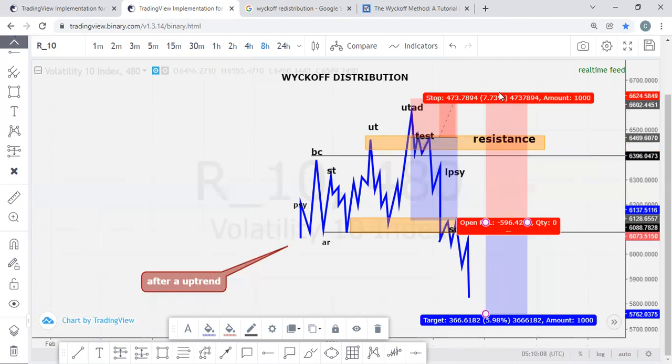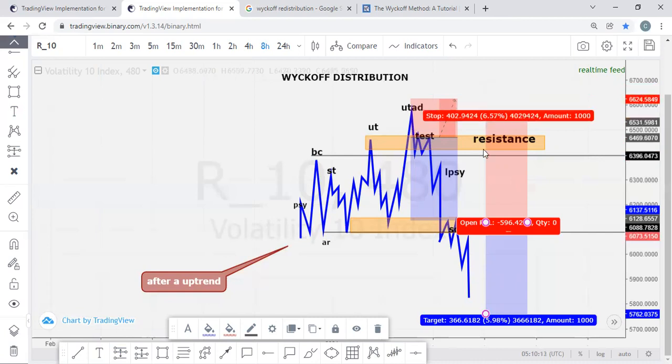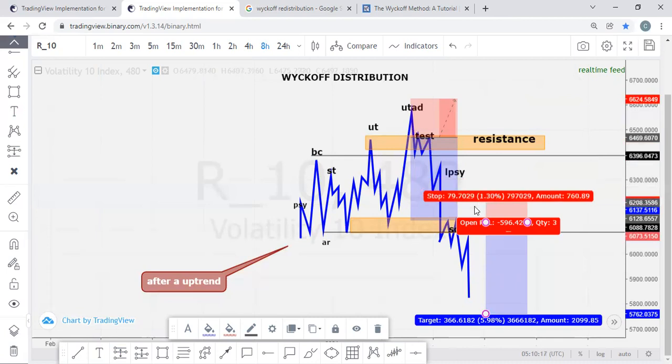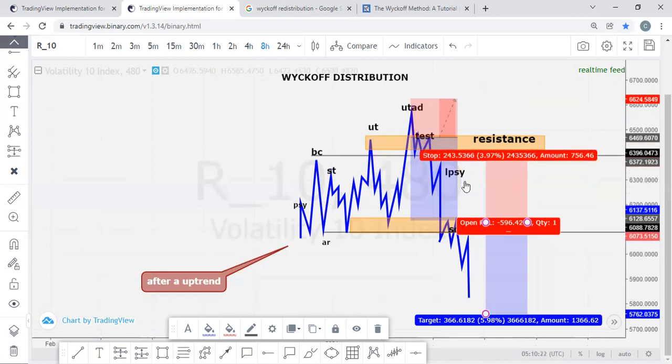On this 1 minute, the best place to put your stop loss is all the way up here. But if it's a bigger time frame, maybe 1 hour, 30 minutes, you can put it above this LPS. Or if you wish, you can just put it somewhere inside, maybe a bit inside. This is just the best place to put your stop loss, right?